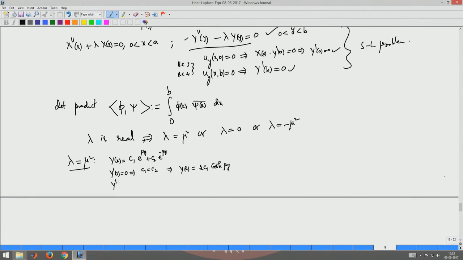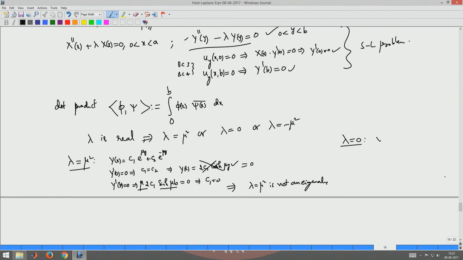Now, you apply y dash at b equal to 0 for this. If you do this, 2C1 sin hyperbolic mu b, a mu comes out because of the derivative, is equal to 0. Sin hyperbolic mu b cannot be 0 because mu is positive and b is positive, so it implies C1 is 0. That makes this also 0. So, this implies lambda equal to mu square is not an eigenvalue, but lambda equal to 0 is an eigenvalue.